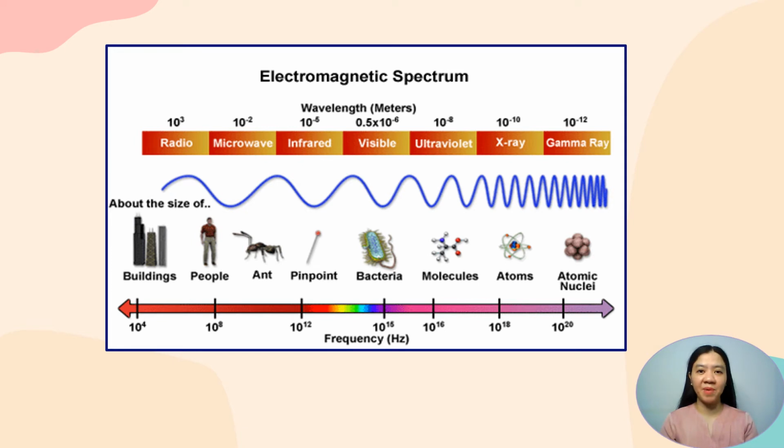In the electromagnetic spectrum, what have you observed on the arrangement of the wavelength and their frequency? Very good. As you look at the EM spectrum, from the radio waves to the gamma rays, the wavelength is decreasing while the frequency is increasing, right? This only shows that the wavelength is inversely proportional to the frequency. With this, we can observe that the radio waves have the longest wavelength, about the size of buildings, while the gamma rays, on the other hand, have the shortest wavelength, around the size of an atomic nucleus.